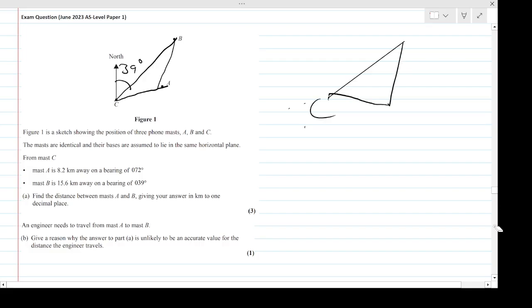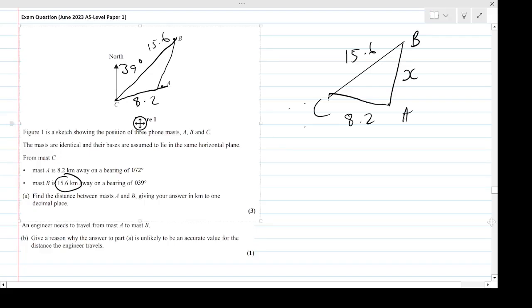so that's C, and that's A and that's B. But I also know the sides as well. Between C to A, I'm told is 8.2 kilometres there. And from C to B is 15.6, right? So I can label this here. And I need to find the length between A and B, the distance between A and B, which I'll call X again. But I need an angle. So again, it's about the bearing stuff. So this angle here is 39. But I know the bearing from C to A, the overall angle here is 72, right?